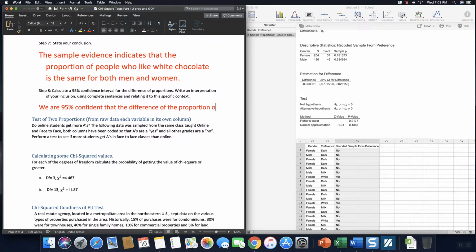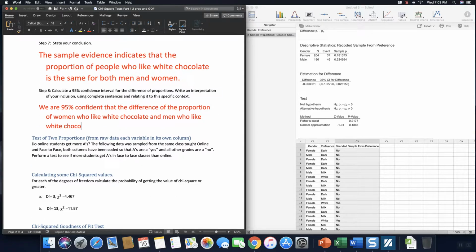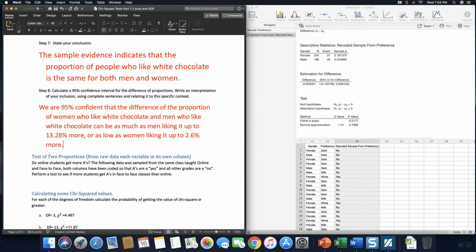The difference of the proportion of women who like white chocolate and men who like white chocolate can be as much as men liking it up to 13.28% more, or as low as women liking it up to 2.6% more. So it should show you that on one end, one's higher than the other. Women are higher on one end, men are higher on the other.